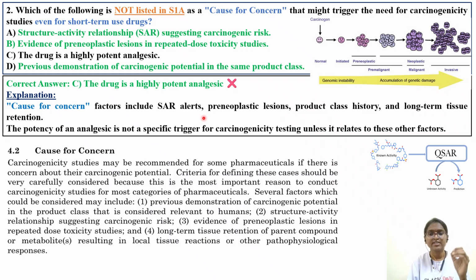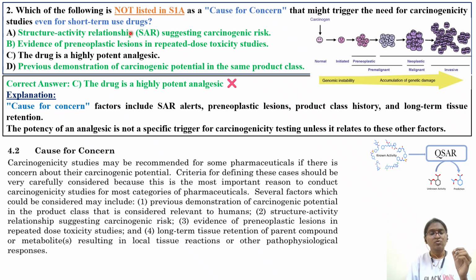Now we'll see what the second question is. The second question is: which of the following is not listed in S1A as a cause for concern? As I told you, we'll discuss what is a cause for concern that might trigger the need for cancer studies even for short-term usage drugs. Till now, in the first slide, we have seen that whenever at least 6 months treatment duration is there, you need to do a 2-year cancer study. But now some exceptions are there: what kind of drugs which are used for short term still also need a 2-year cancer study, that we'll see.